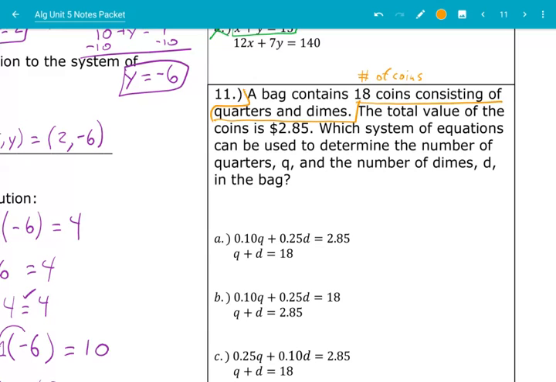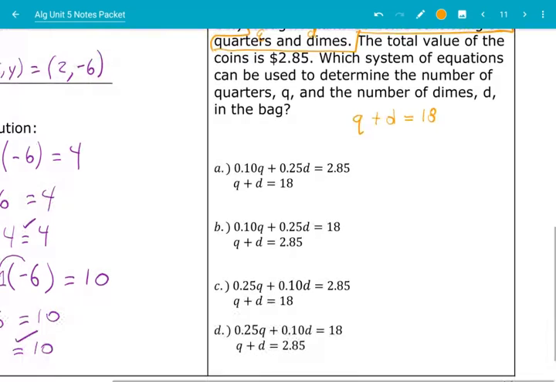Bag contains 18 coins consisting of quarters and dimes. Oh, well, there's our first equation, isn't it? We've got 18 coins, and there's quarters and dimes. Let's call it Q and D. So I have quarters and dimes, and the total is 18. There's my first equation. Oh, look, and there it is right there. Might be that one. Quarters and dimes, 285. No, that's the total value of the coins. So the value of the coins is going to be in my next equation.